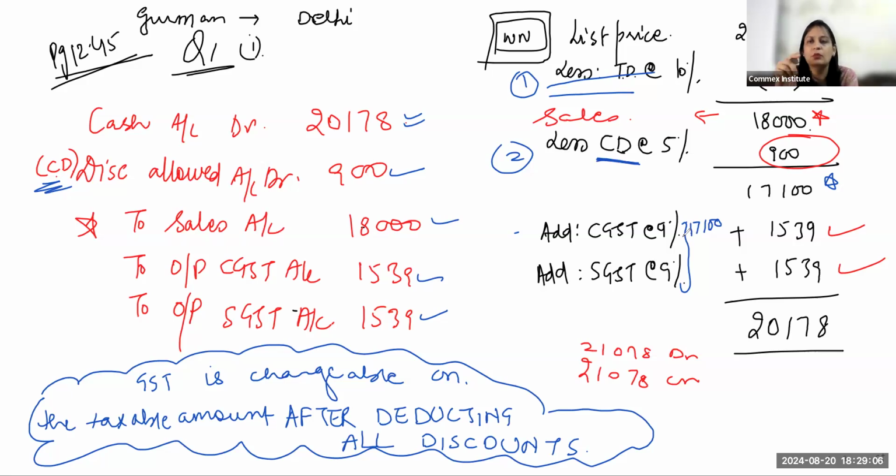And then once this working note is made, children, to pass this journal entry and fill up the figures, you know the journal entry, you know the working note. The only thing is you have to pick up the figures in the working note and put them in the journal.